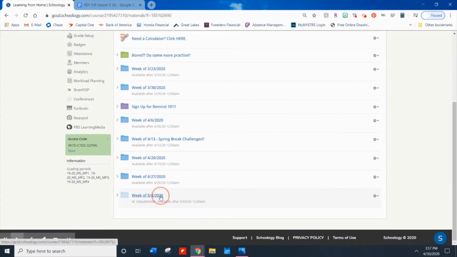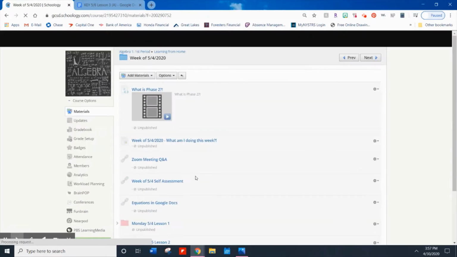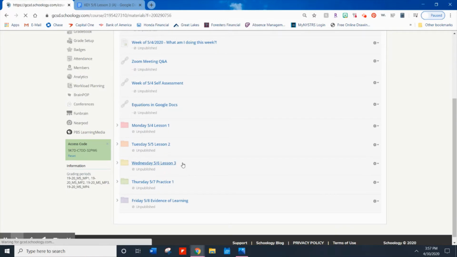On Monday we learned how to solve quadratics by factoring. Yesterday we learned how to complete the square, and so today we are bringing it all together to solve by completing the square. Starting in the Learning from Home folder, scrolling down to the week of May 4th. Today we are on the Wednesday lesson, lesson 3.